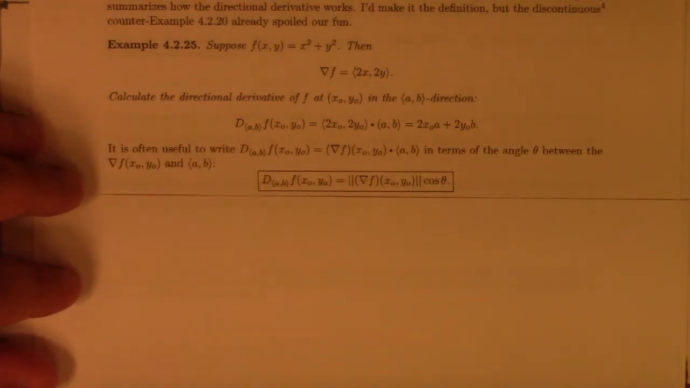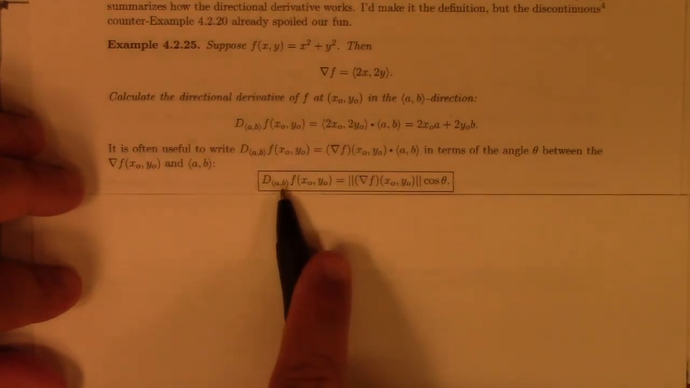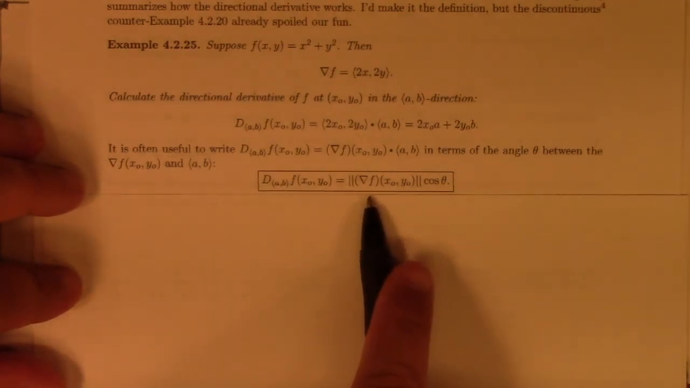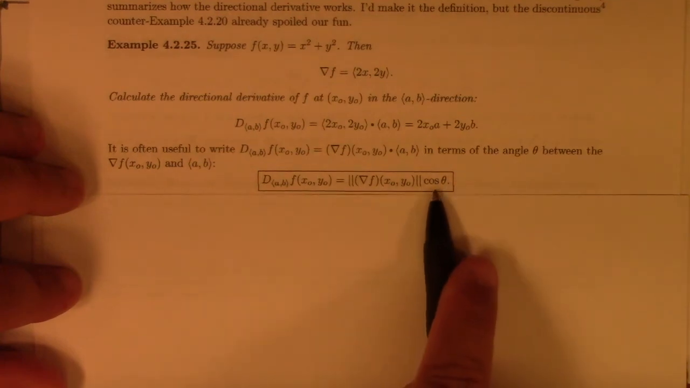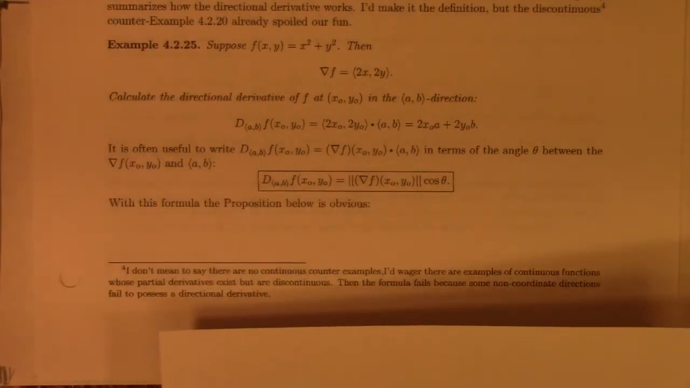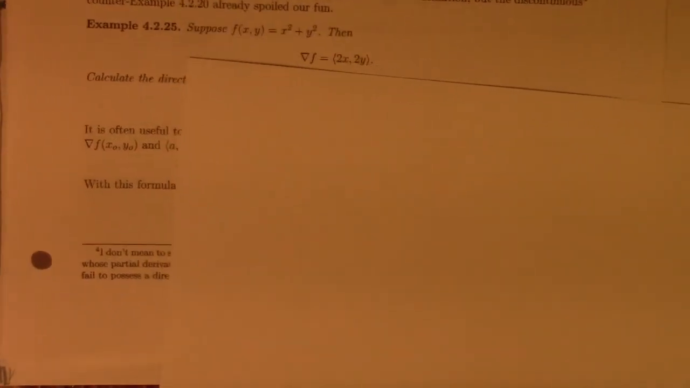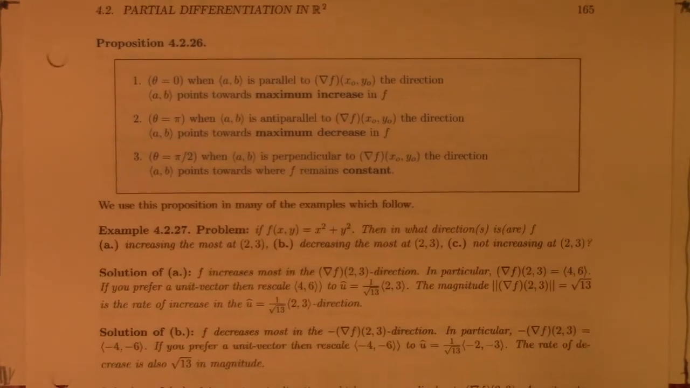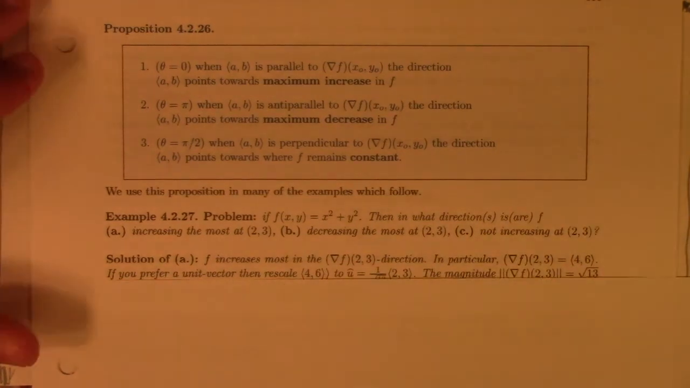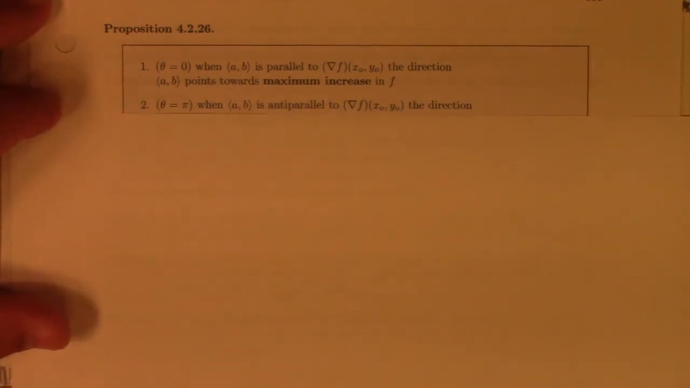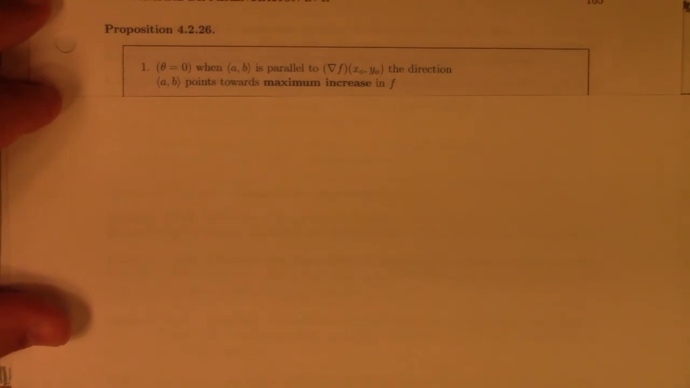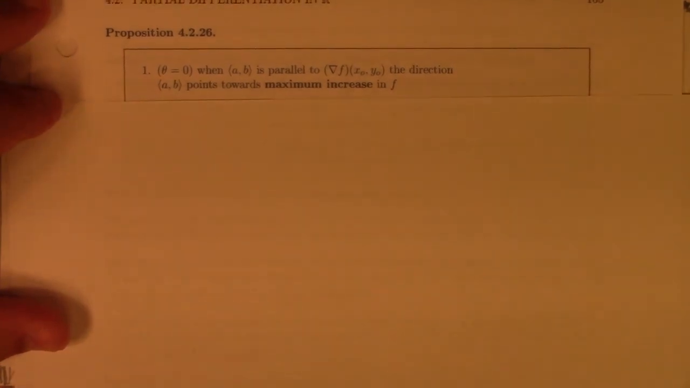All right, so as I was saying, it's often useful to write the directional derivative in terms of the magnitude of the gradient times the cosine of the angle between the gradient and the direction in question. Because once we do that, as I was just arguing, the following proposition should be clear. In particular, if we want maximum increase, we look at theta equals 0, which is to say that AB points in the direction of the gradient.